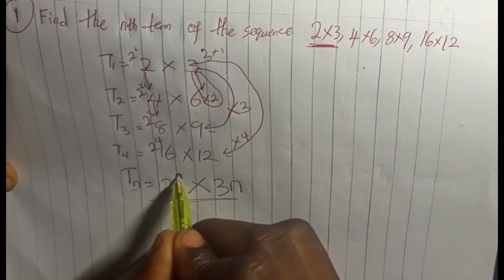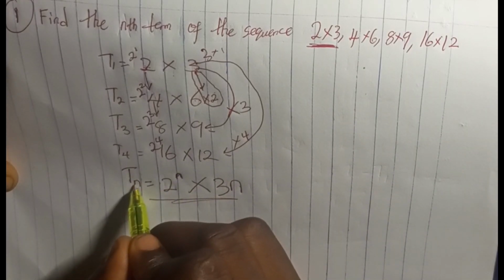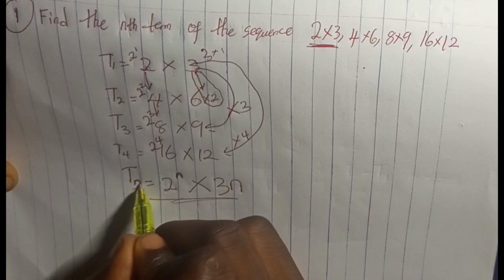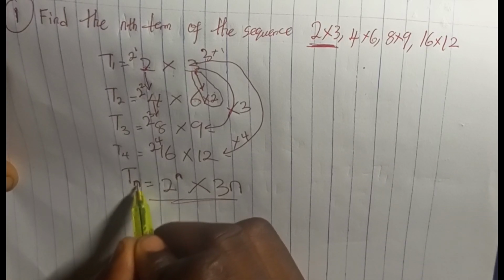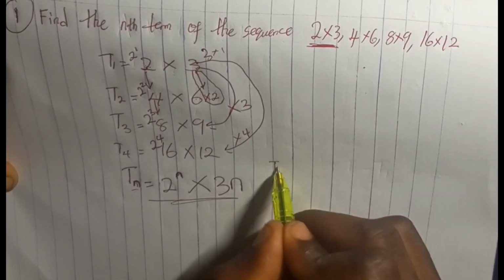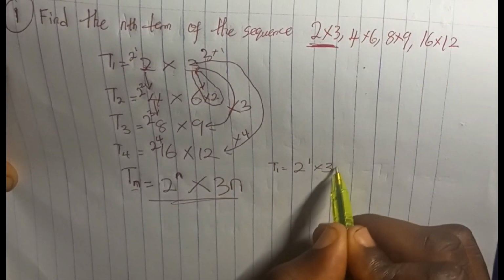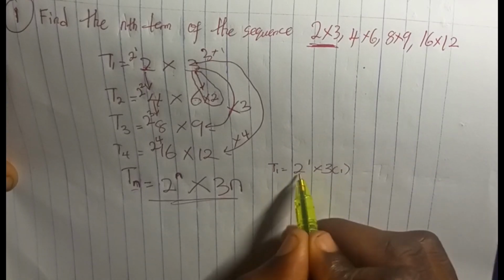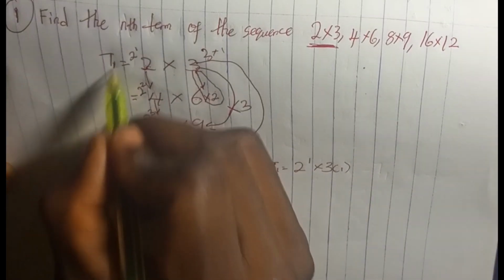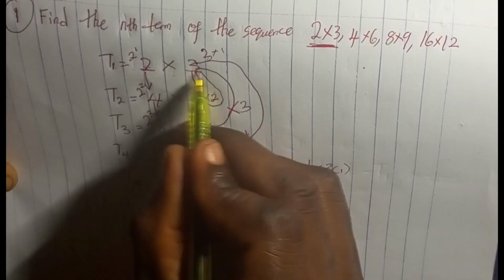Why? Because if the number of terms here is 1, so here is 1, we'll get T1 is equal to 2 raised to power 1 times 3 times 1. And what will it give me? It will give me 2 times 3, which is this T1. Can you see it? 2 times 3, the first one.